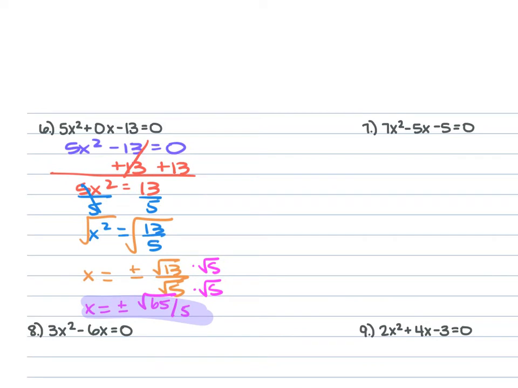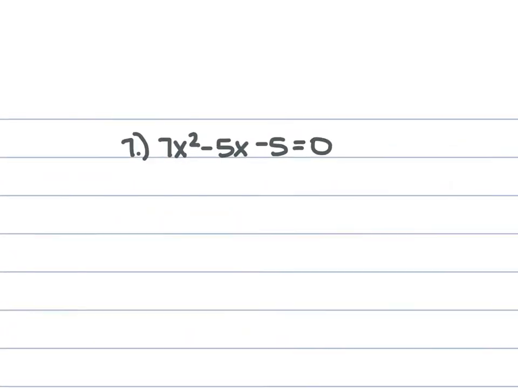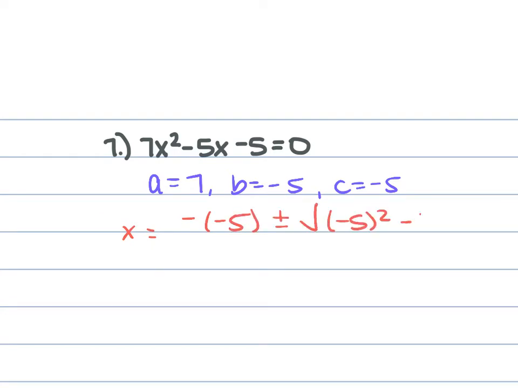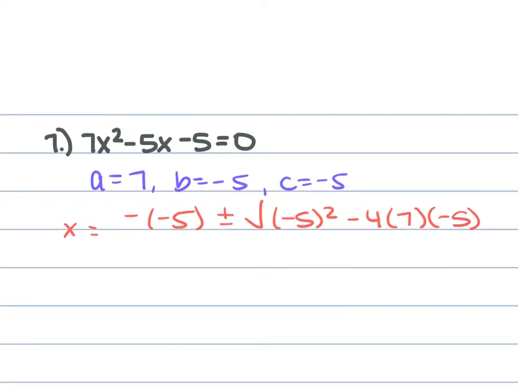For 7, we're given 7x squared minus 5x minus 5 is equal to 0. So I'm going to use my quadratic formula once more. So my a is 7, my b is negative 5, and my c is negative 5. So x is equal to negative times a negative 5 plus or minus the square root of negative 5 squared minus 4 times 7 times negative 5 all over 2 times 7.